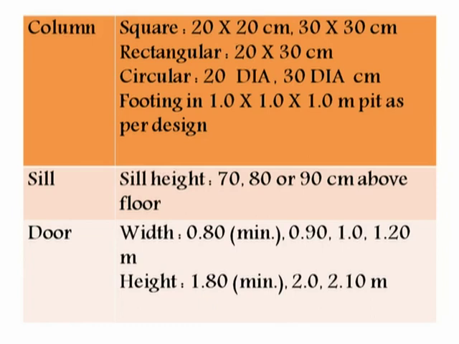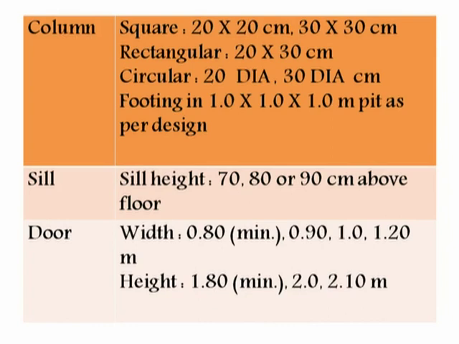20 into 30 centimeter. You see that the columns are constructed in a line of a wall. Therefore, the sizes of the column are also tuned in with the thickness of the wall. So they are 20 into 20 and 30 into 30. They are kept in tune with the thickness of the wall. Rectangular column has the size of 20 into 30 centimeter.